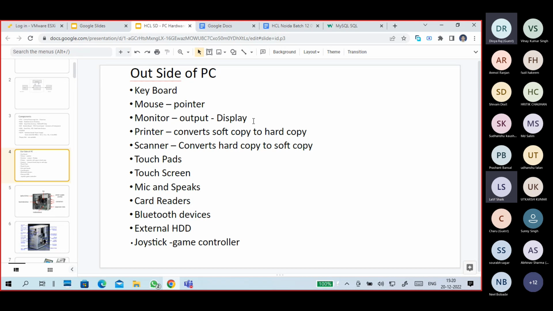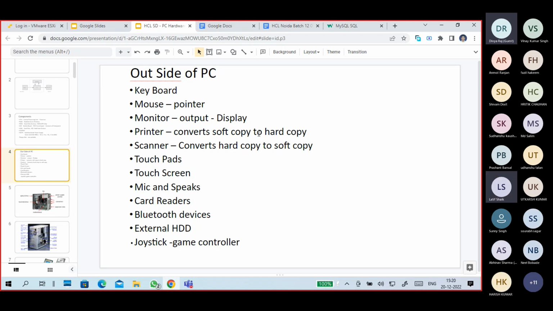Touchpads, like this. Laptops usually have touchpads. Touch screens. Nowadays, some laptops, like tablet types, have a touch screen, right? Using touch input, you can operate applications. Mic and speakers. Of course, I'm speaking, so my mic is receiving, and I'm able to hear through my speakers. So the mic takes your audio input, and speakers give audio output.